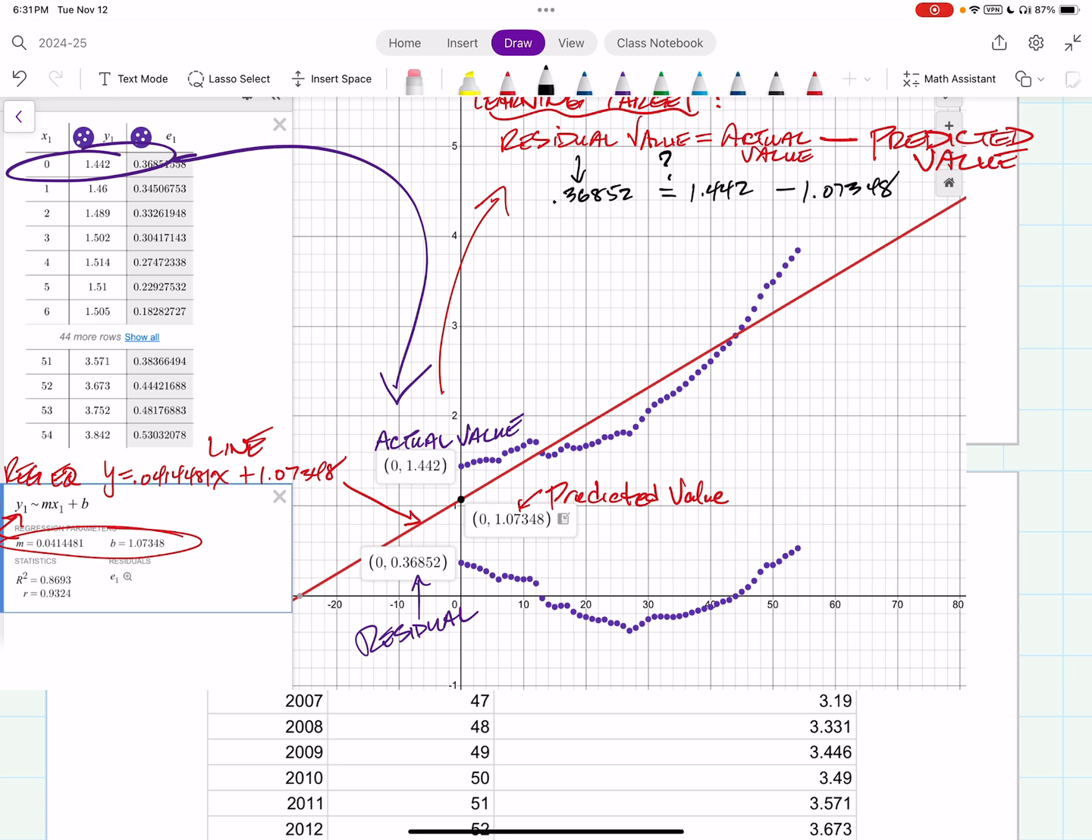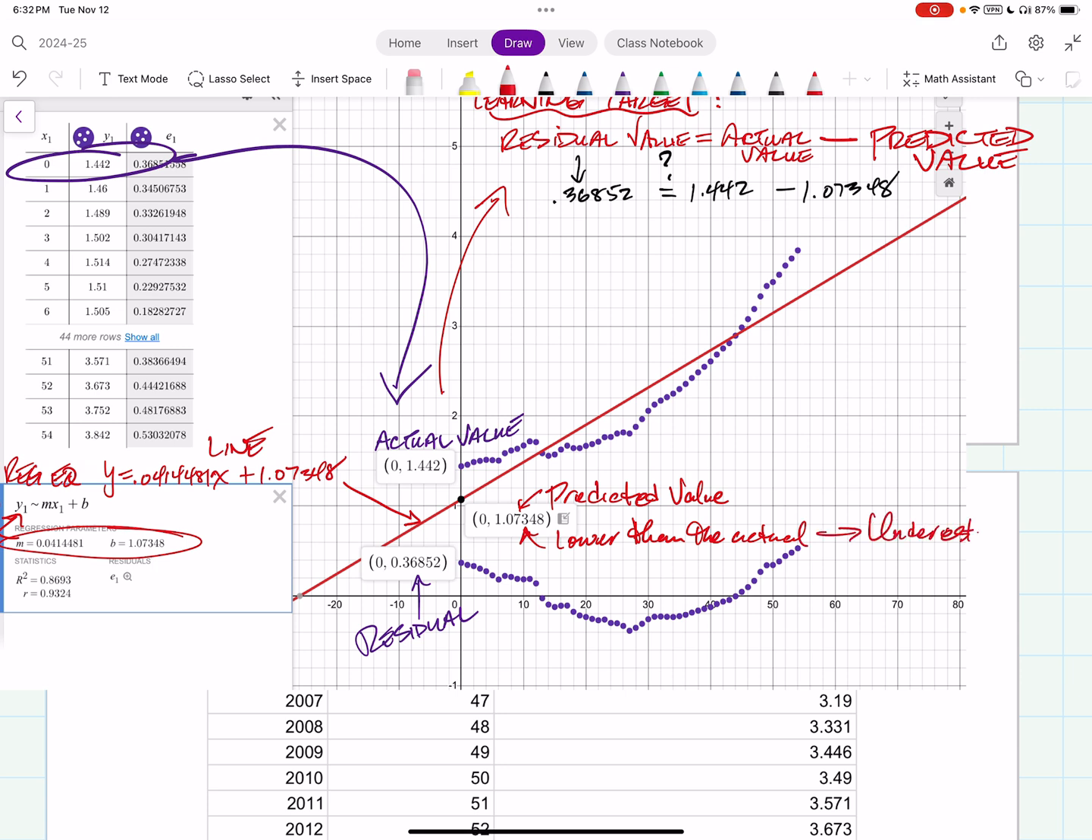Now sometimes the predicted value is lower than the actual, so it's an underestimate. This is called an underestimate. Let's go ahead and write that down. This is because it's lower than the actual. You call that an underestimate.